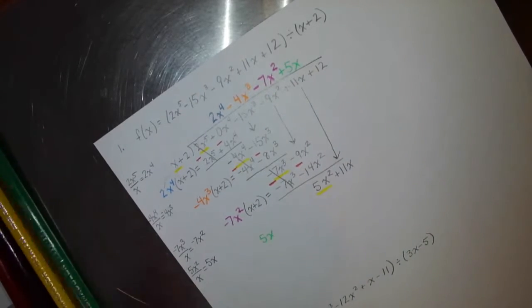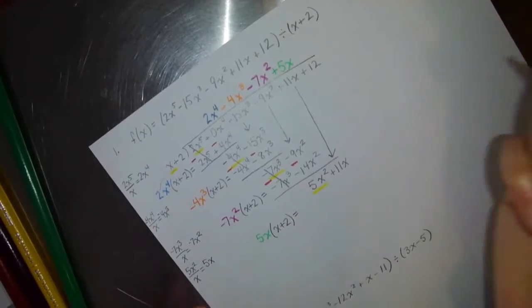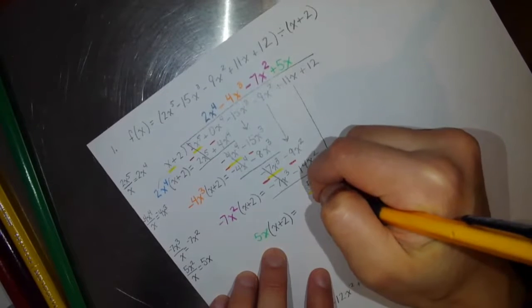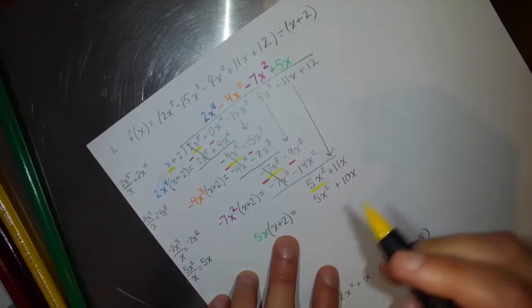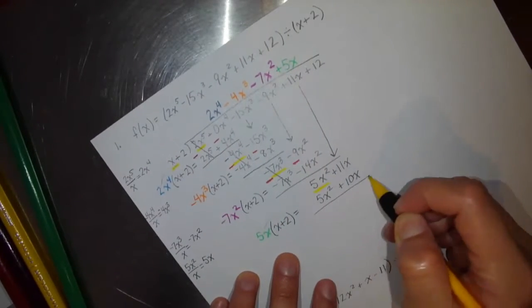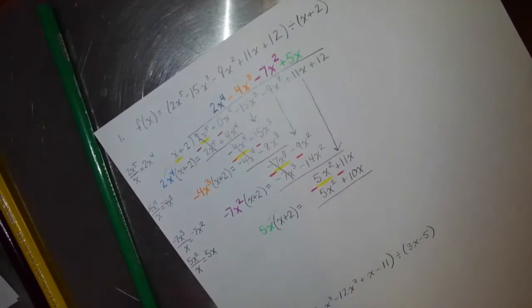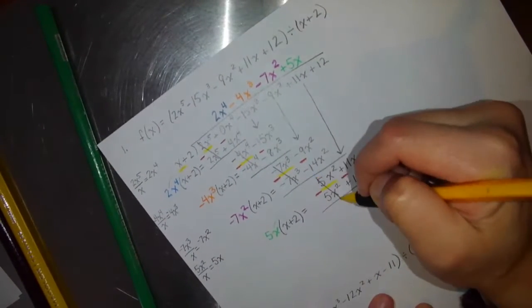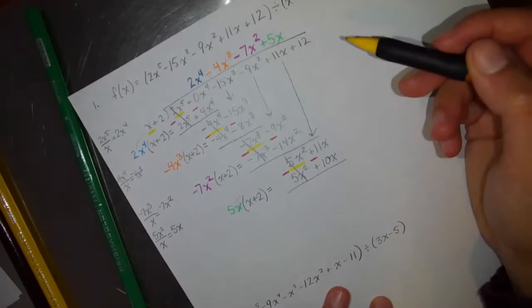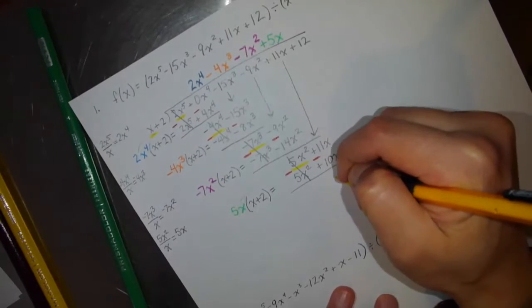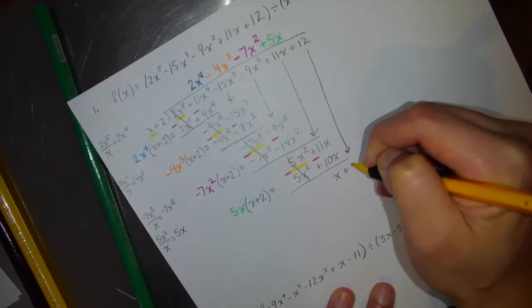5x. And it's going to be that 5x times x plus 2. Okay, distributing, I would get 5x squared plus 10x. Just distributing in, and then subtracting. So this should always cancel. And then 11 minus 10 is just going to be 1x, just x, and then bring down the 12, plus 12.